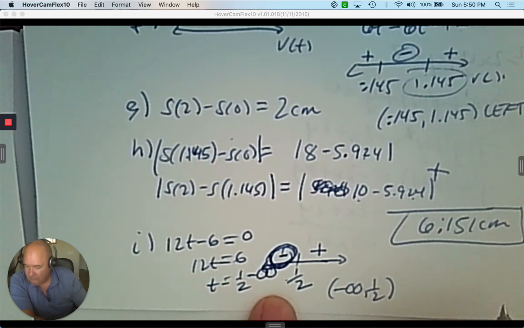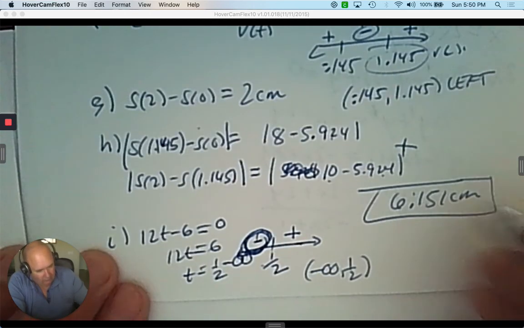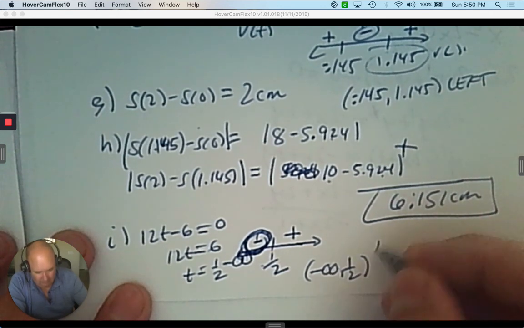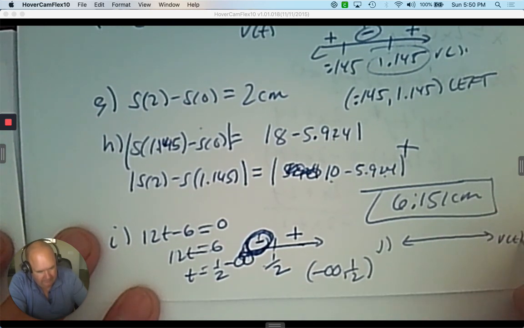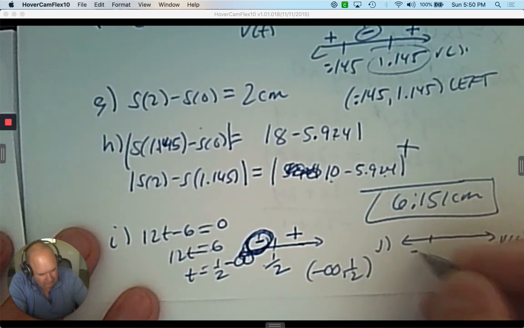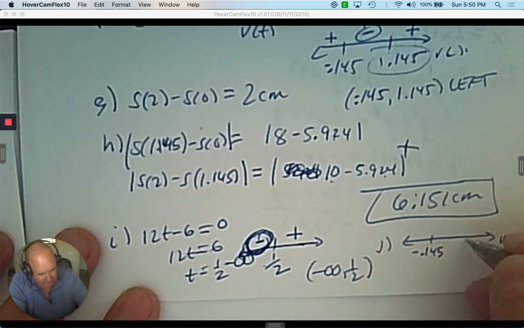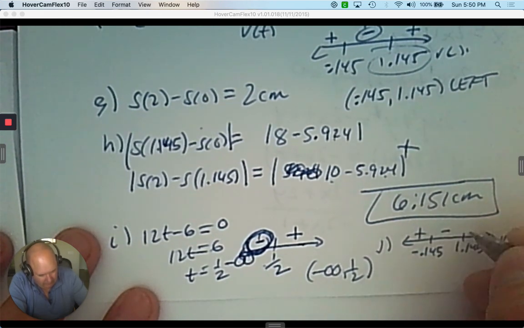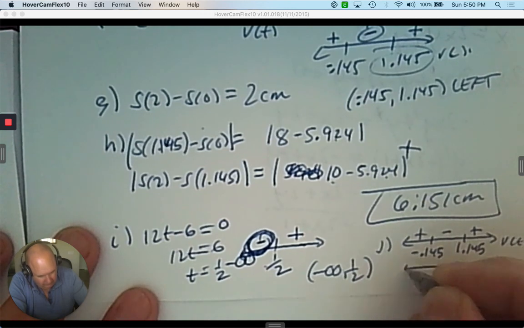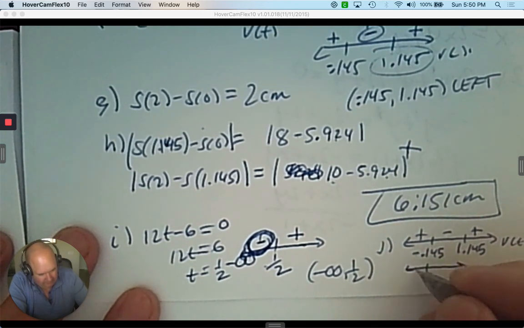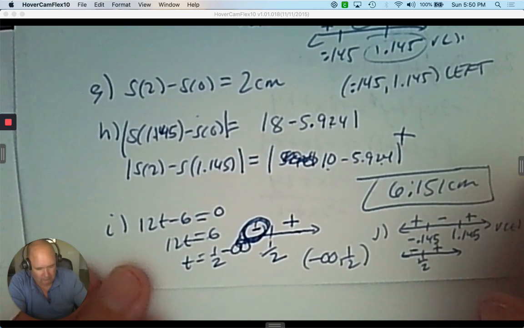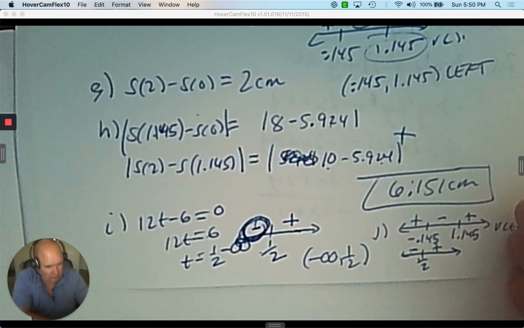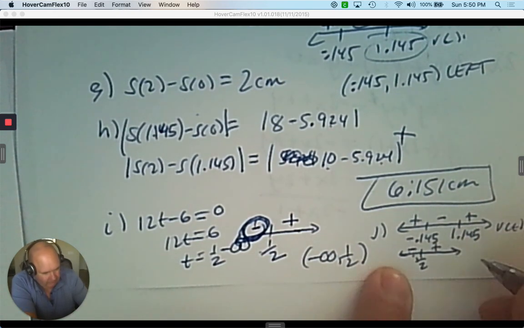And then the last question is, when is the speed decreasing? For the speed decreasing part, I need to look at both signs of the velocity and the acceleration. For the velocity, I had negative 0.145 and 1.145, and it went positive, negative, positive. And then for the acceleration, it was just 1/2, and it was negative, positive. I'm going to line them up. 1/2 is 0.5. The speed is decreasing when the signs are different. So the first is positive, negative, the signs are different.